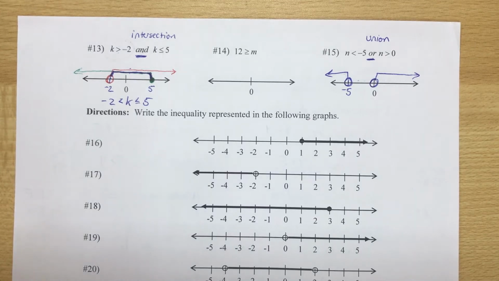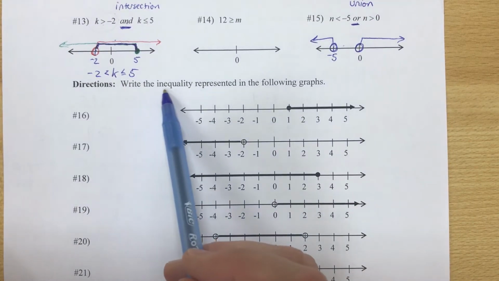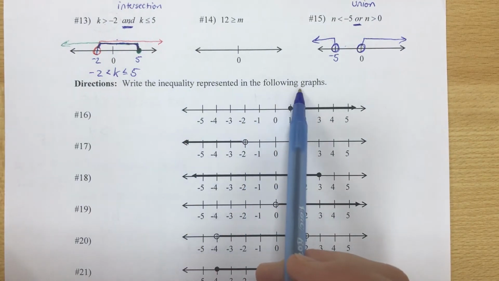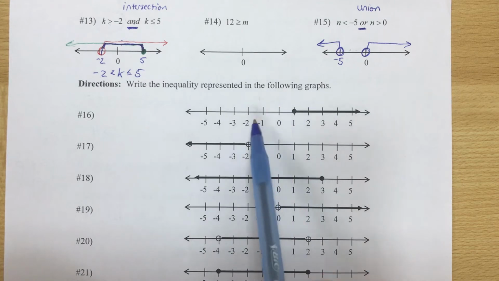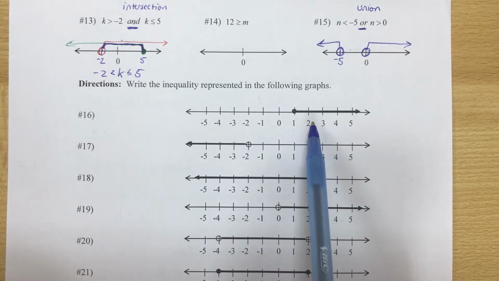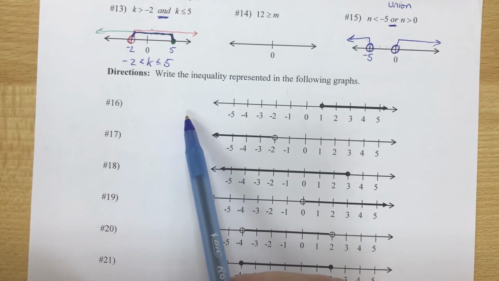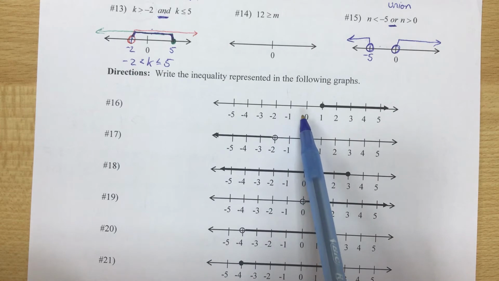Okay, so we're back here for part 2. In the next set of directions, write the inequality represented in the following graphs. So this time, they're going to give us the picture, the number line, and they're asking us to write what the inequality would be. So in number 16, we're going to look at this.